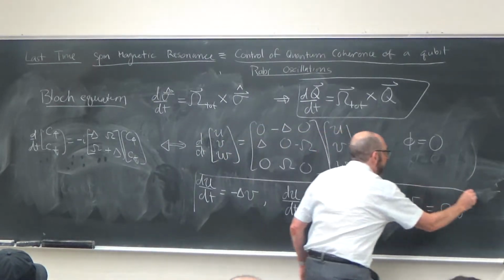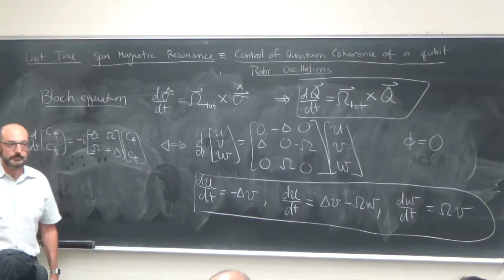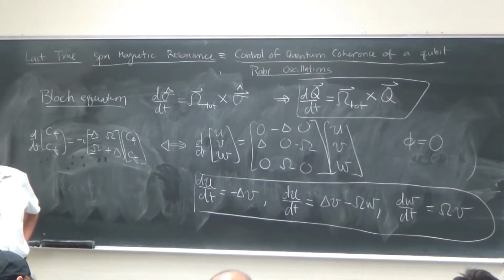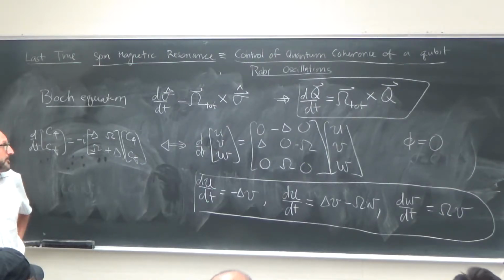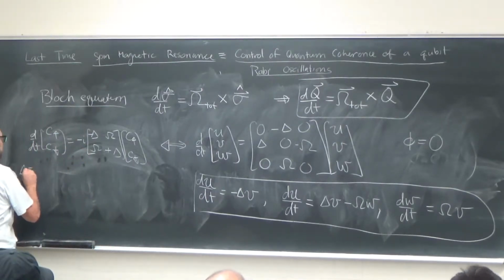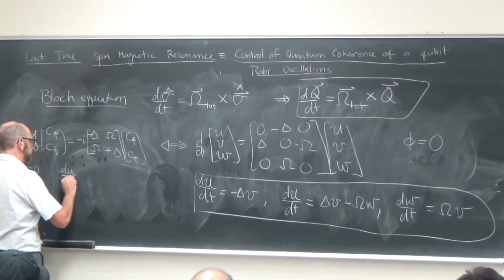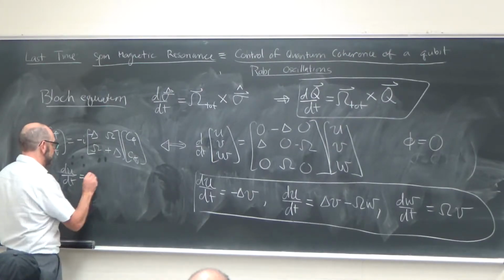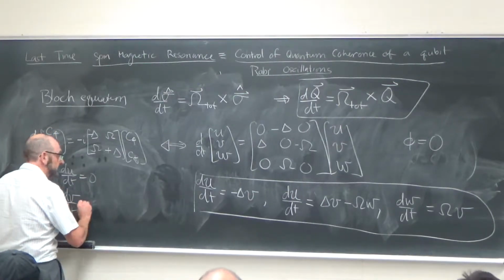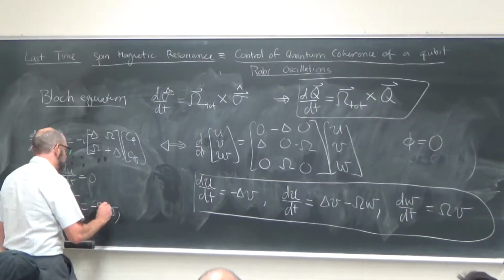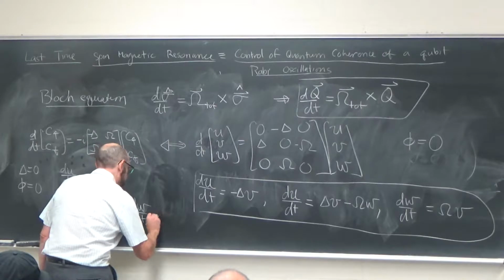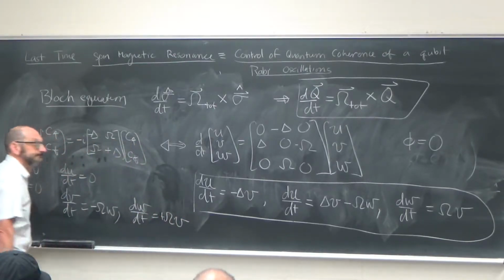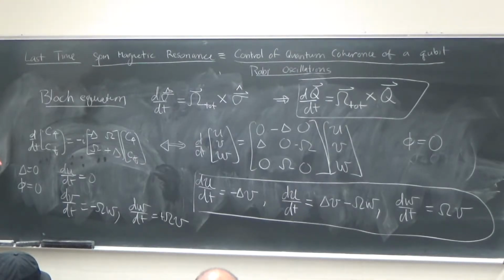These 3 equations are also known as the Bloch equations. For example, let's solve these equations simply when delta is 0. So let's say we were right on resonance. Okay. Then in that case, the u component is constant. I also set the phase of the oscillator to be 0. The v component is minus omega w, and the w component is plus omega v, right? So I have, in that case, just these 2 coupled ODEs.